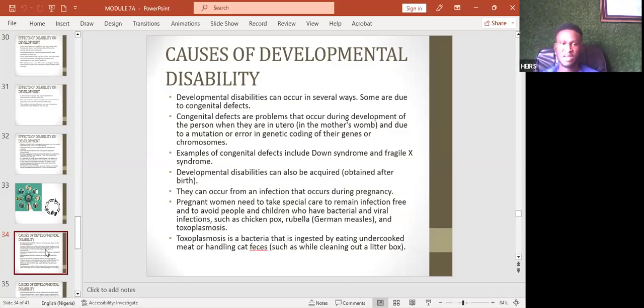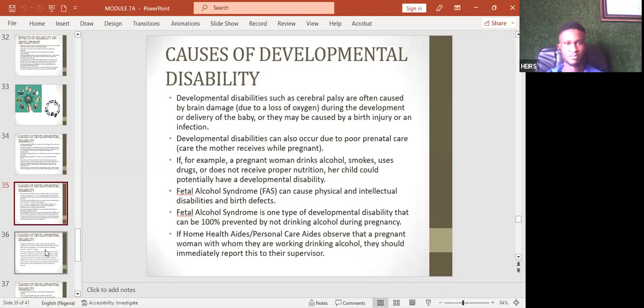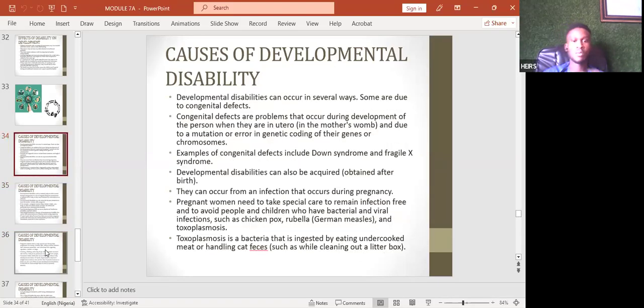Like there's an infection here called toxoplasmosis. Toxoplasmosis is caused by a parasite that is ingested by eating undercooked meat or handling cat feces, such as while cleaning out a litter box. Toxoplasmosis has a lot of serious effects on the unborn child.